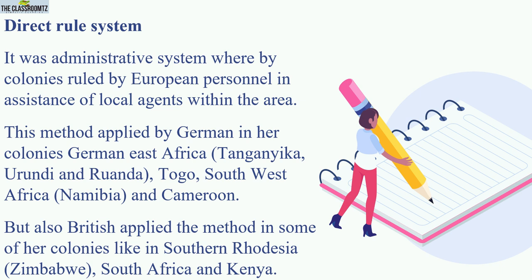So this method was applied by the Germans. Remember that it is the Germans who applied this direct rule, and they applied it in the following colonies: Tanganyika, Burundi and Rwanda, that is German East Africa, Togo, South West Africa or Namibia, and Cameroon. But the British also applied this method in a few of their colonies, like Southern Rhodesia, present-day Zimbabwe, South Africa, and Kenya. Few colonies. So this is direct rule. Remember, it was applied by the Germans, with direct involvement of Germans in the colonies.